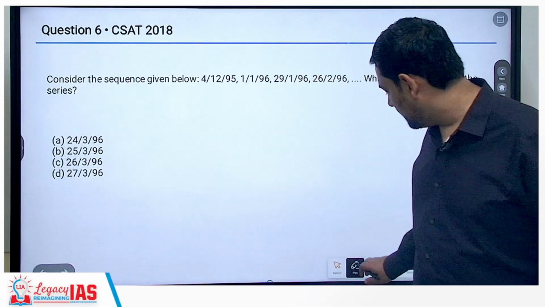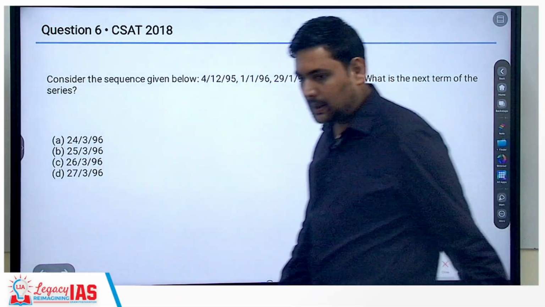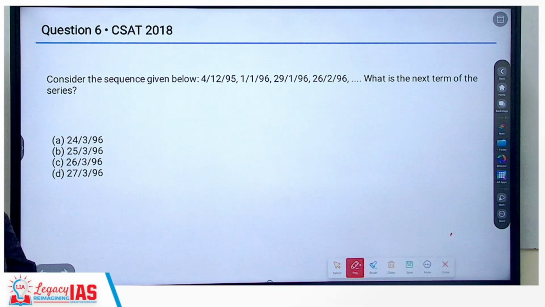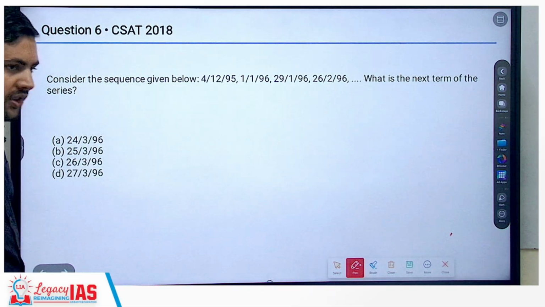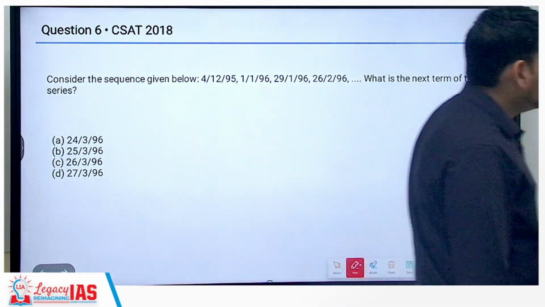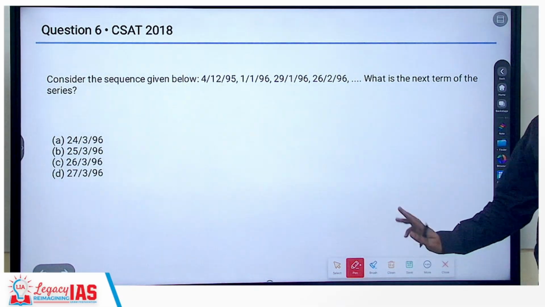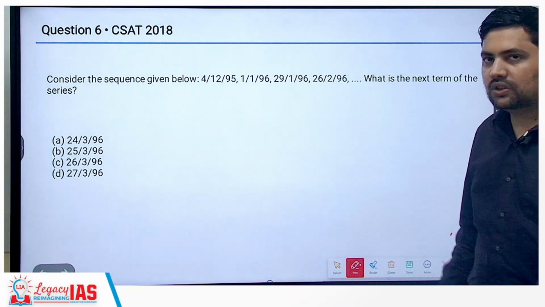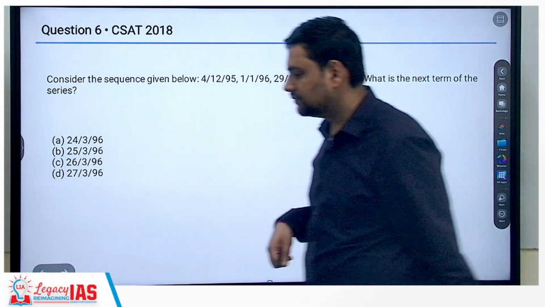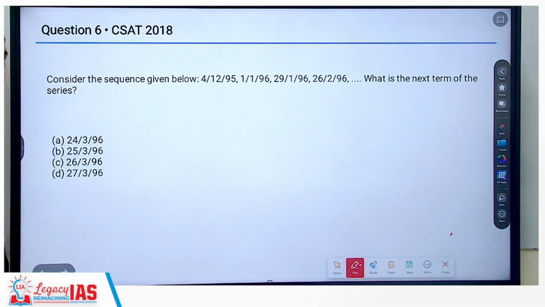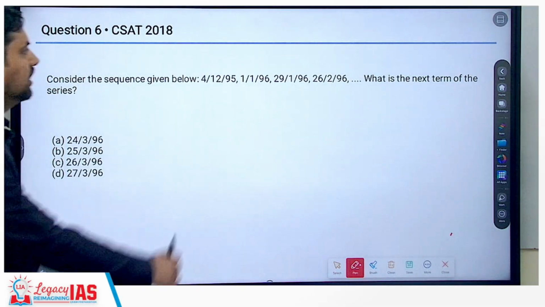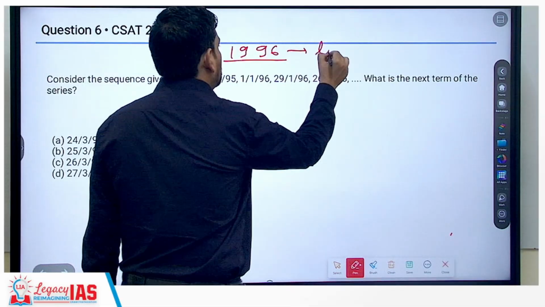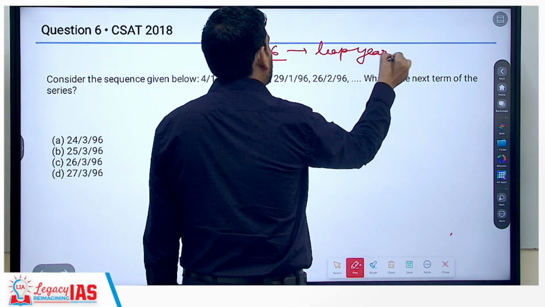Yeah. Next is this. This is based on the difference as well as calendar. In 2025 also they gave a question that was a mix of series as well as calendar. Now this does not use much of calendar, only one concept, but that one uses many more concepts. Now here, one thing that you need to know from the chapter of calendar is that 96, most probably 1996, was a leap year.